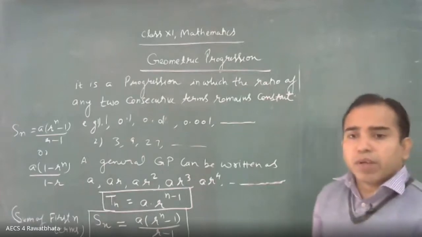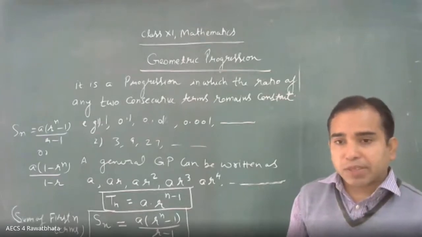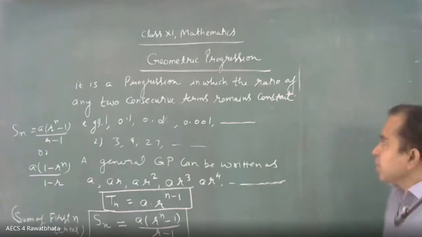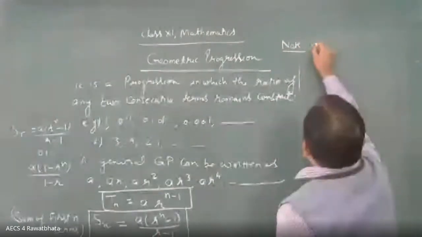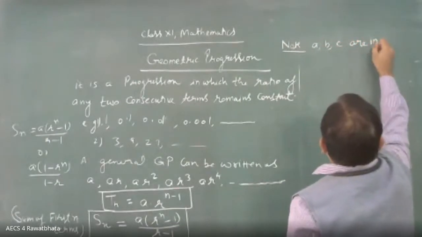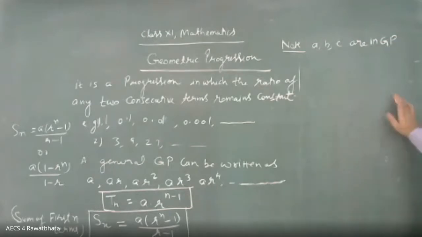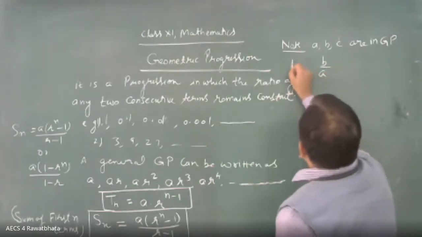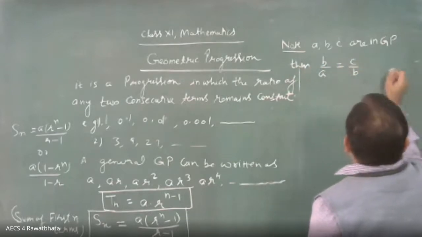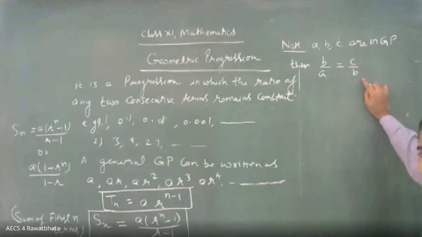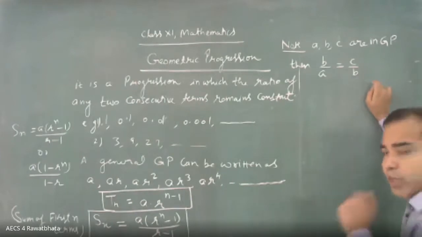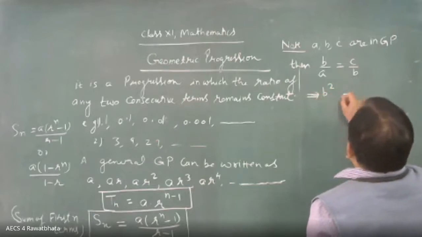Now, as there is a concept of arithmetic mean between two numbers, similarly there's a concept of geometric mean. Say three numbers A, B, C are in GP. Then what will happen, students, if they are in GP? B square equals AC. Where does it come from? By equating the ratio B upon A equal to C upon B. Term 2 upon term 1 will be the same as term 3 upon term 2. The ratio will be the same as per the definition of geometric progression. And if you cross multiply, you'll get B square equal to CA.